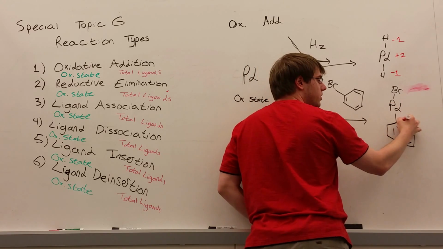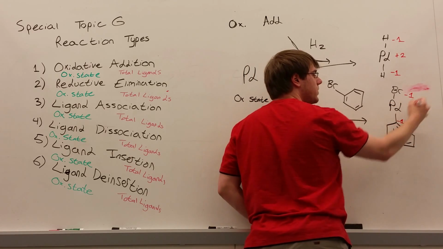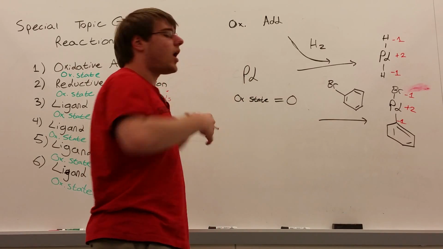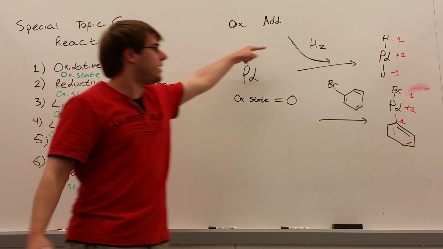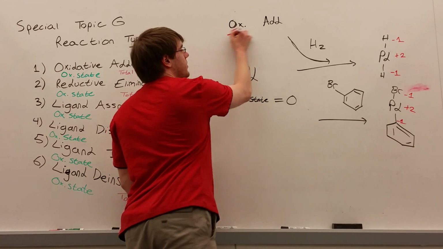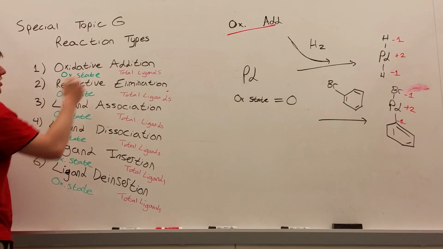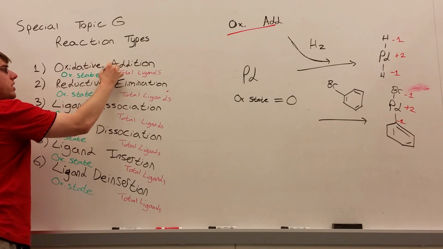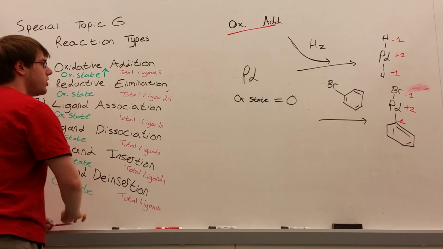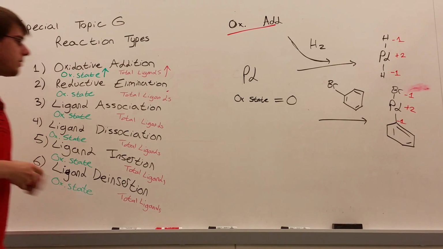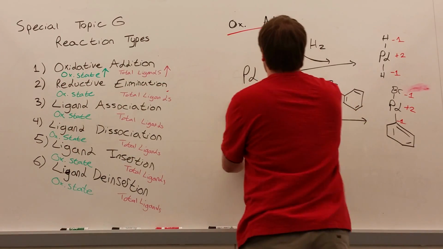Same deal with this palladium. Carbon is worth -1. Bromine is worth -1. So the palladium must be +2. The oxidation state increased by +2. So we oxidize the metal by adding something to it, hence the name oxidative addition. So what we can summarize here is for oxidative addition, the oxidation state will increase and the total number of ligands will also increase. Okay? Now what about reductive elimination?